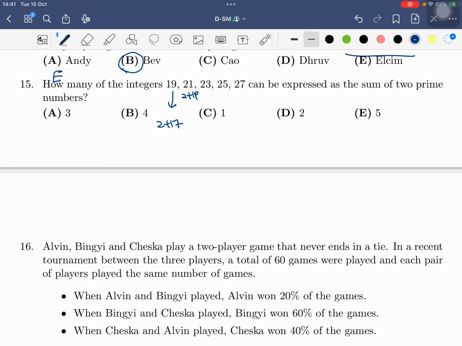This is 2 plus 19, 2 plus 21, 2 plus 23, 2 plus 25. So here we can find this, and this can be expressed as the sum of two prime numbers. So we have 3.